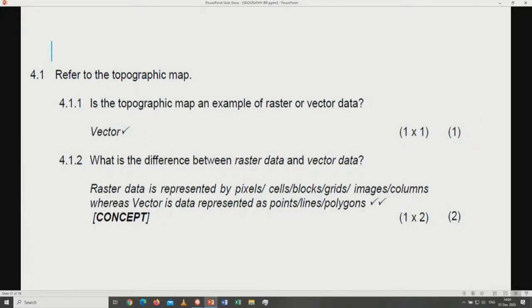While we are still in the matter of pixels, look at this question that says, refer to the topographical map. Is the topographical map an example of raster or vector? There you have it. It is a vector. 4.1.2. What is the difference between raster data and vector data? A raster data is represented by pixels, cells, grid, blocks, while a vector data is data represented as points, lines, and polygons, as I have said.